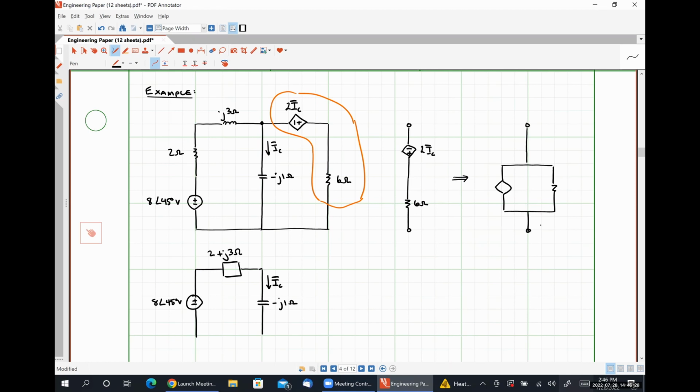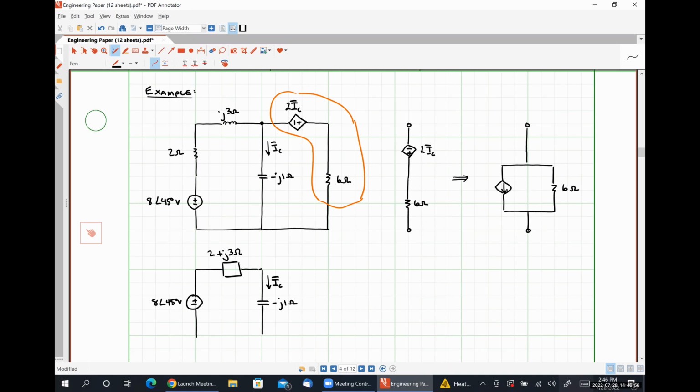So what I need to be careful about is I need to make sure that my resistor value stays the same. I need to make sure that I give my current source the correct direction. Since the positive polarity terminal is on bottom, I'm saying that the current should be flowing down. And now I need to figure out what value my current source has.